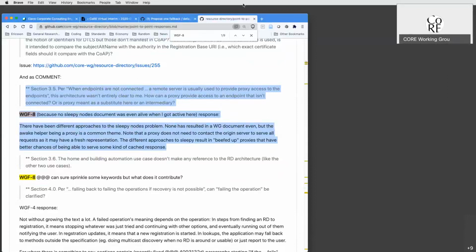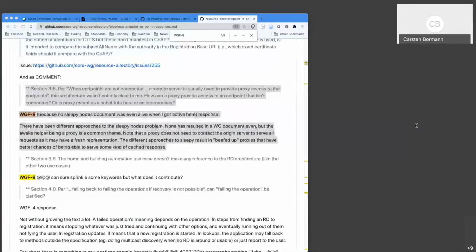Sorry, Carsten, you were going to say? Well, the reason that we don't have a sleepy node document is that essentially all approaches that you can use there have some patent thickets around them. Have some what? Patent thickets. Oh no. So you get stung pretty badly. And the approach that is probably safest in that regard is to use a proxy and have the sleepy node alert the proxy in some form when it wakes up, and then the proxy can forward requests that it stored while waiting for the sleepy node to come up.